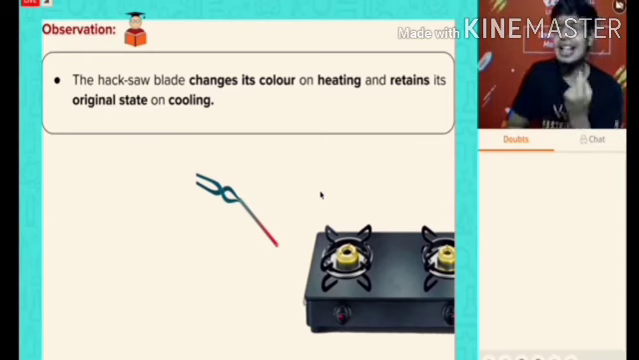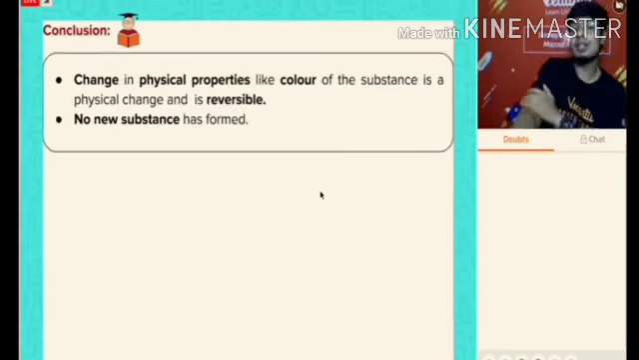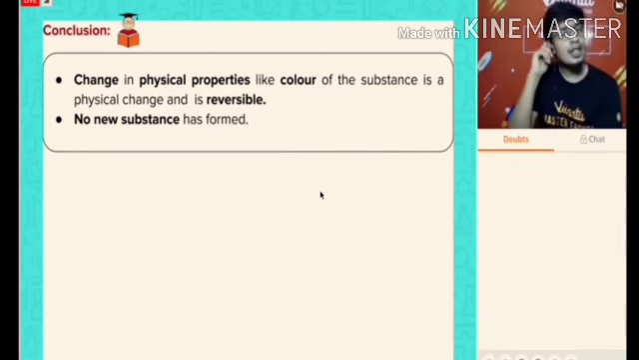It retained its original state. Yes, it did not change into something else. Right? It retained its original state. Now what did we observe from this activity? A change in the physical property. What happened here? The color of the substance changed. Is it a physical change, and it is reversible.